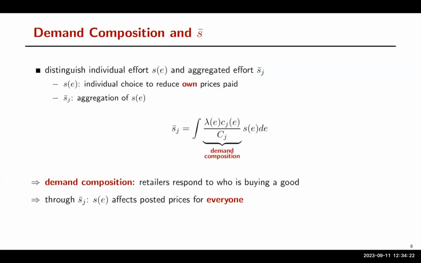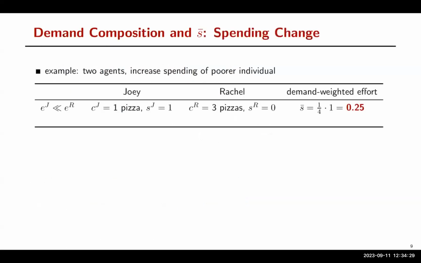Okay. The other interesting thing to think about is how this S bar interacts with the composition of demand, that is, what happens if you change the distribution of spending in the economy. Let me give you a very simple example. Let's say we live in an economy with just 2 households, Joey and Rachel, and the only product that they buy is pizza. Rachel is much richer than Joey. She can afford to buy 3 pizzas, and she doesn't search for prices for any of the pizzas. On the other hand, Joey just buys 1 pizza, and he searches very intensely. He makes sure he always gets 2 price observations before buying.